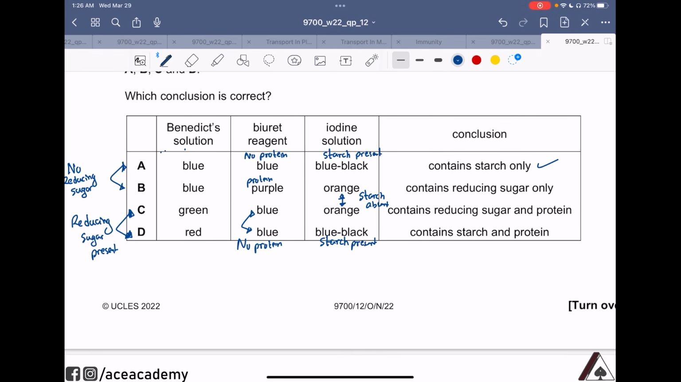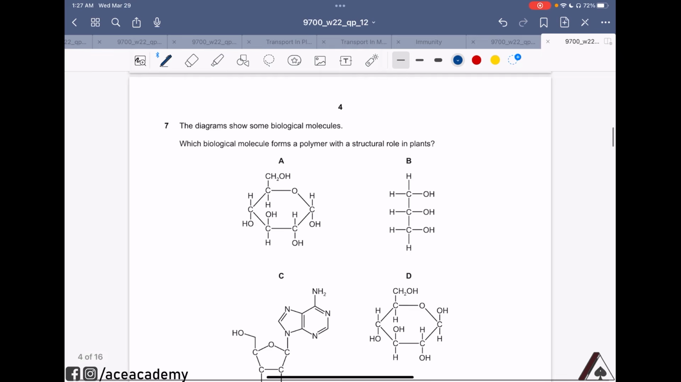B contains reducing sugar only. No, B doesn't contain any reducing sugar at all. C contains reducing sugar and protein. No, it doesn't contain protein. And D contains starch and protein. Yes, it does contain starch. However, it doesn't contain protein. So A is the only correct option over here.